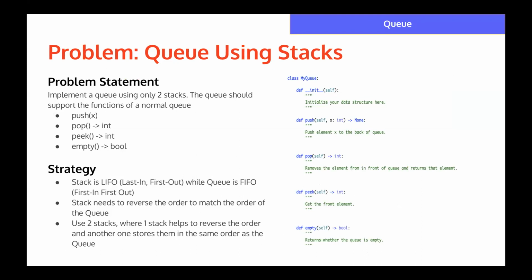And the sample problem that we went over is implementing a queue using 2 stacks. So try it out if you haven't been able to, and see if you can implement this queue out of the 2 stacks that you are given.